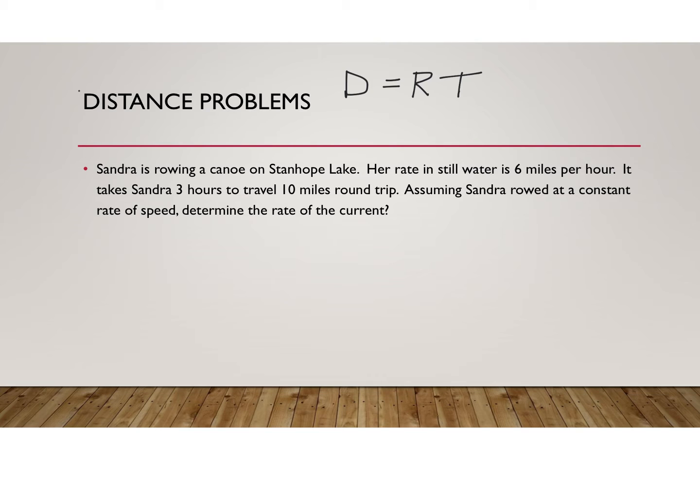Drawing the picture here, if this is Sandra and she is rowing a canoe, she's going to go in one direction, and then she's going to come back in the opposite direction, making it a round trip. It says that this is a 10-mile round trip, which means each of these has a distance of 5 miles.